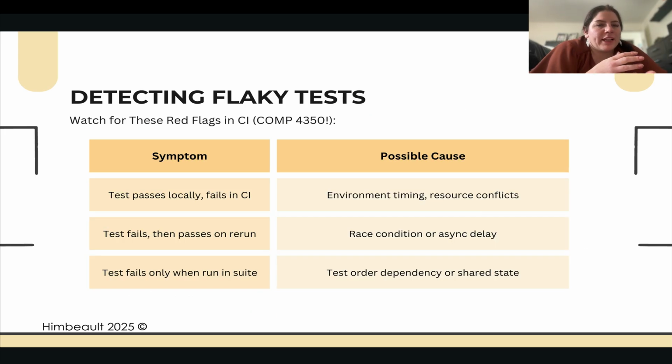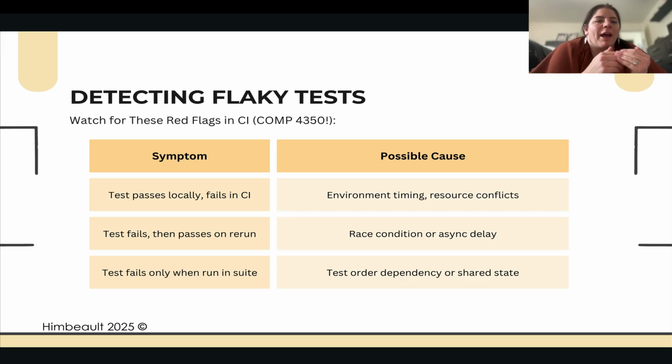So how is it that we can actually start detecting some of these flaky tests? Well, there are some red flags or yellow flags that we can look for. Some of them are in CI, so in continuous integration, and these are things that we cover in software engineering too. But we can tweak the wording of this so that it also makes sense for our course context.